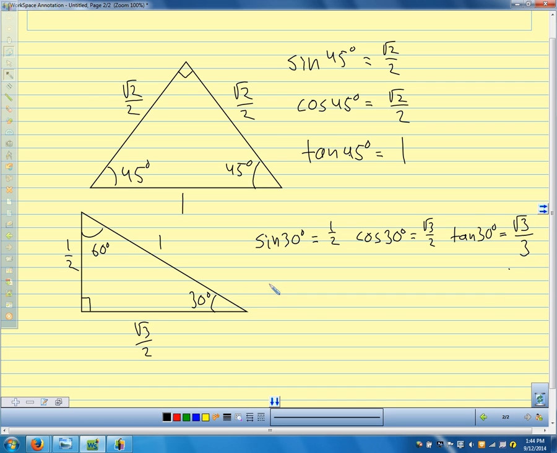All right, let's do our 60-degree angle. Sine of 60 degrees, opposite over hypotenuse, square root of 3 over 2. Cosine of 60 degrees, adjacent over hypotenuse, 1/2. And tangent of 60 degrees, opposite over adjacent. What are we going to get there? Square root of 3 over 2 divided by 1/2, square root of 3.